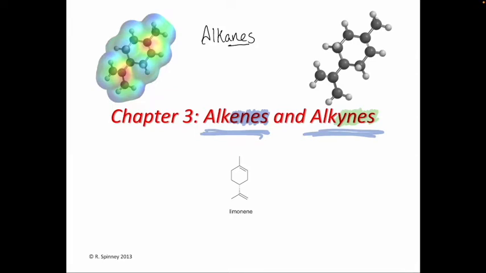What was the type of bonds that we saw in our alkanes? They all had only one type of bond in there. All of them were single bonds, right? That's what made an alkane. An alkane was all single bonds. Okay, alkenes, now we're going to introduce hydrocarbons with double bonds. And alkynes are hydrocarbons with triple bonds.